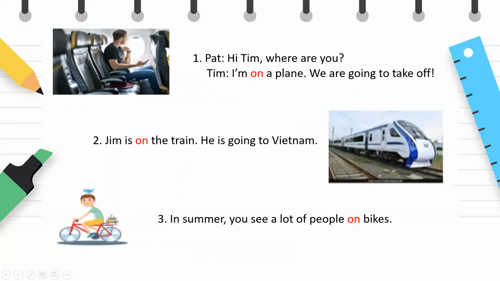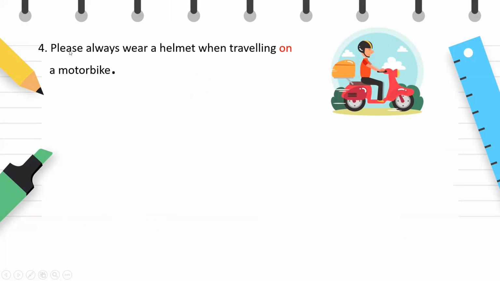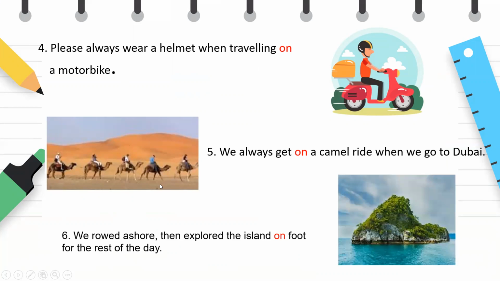Number 3. In summer, you see a lot of people on bikes. Number 4. Please always wear a helmet when traveling on a motorbike. Number 5. We always get on a camel ride when we go to Dubai. And the last example, we rode ashore, then explored the island on foot for the rest of the day. So we can say on foot if we talk about walking.